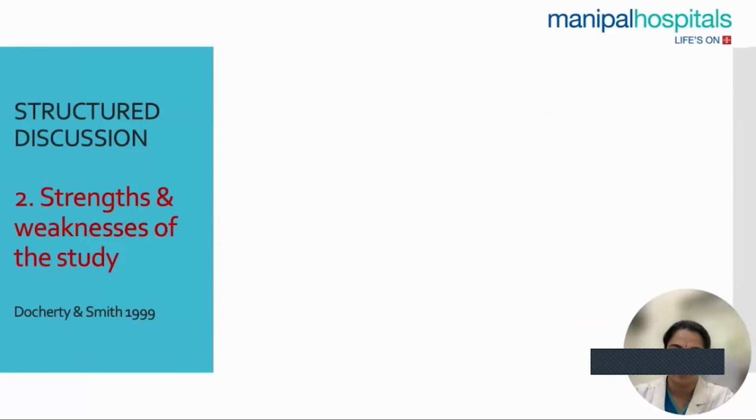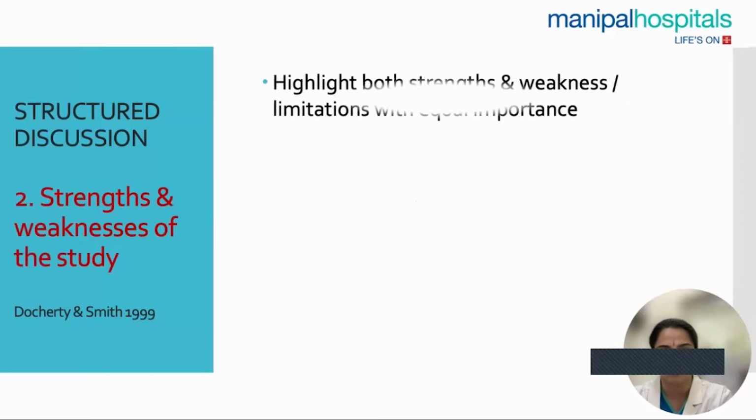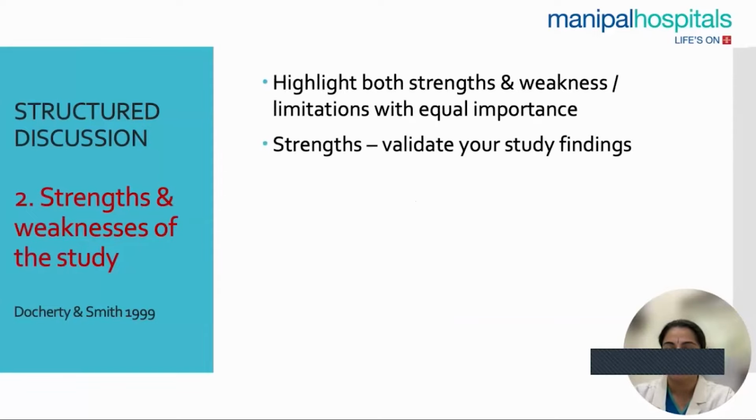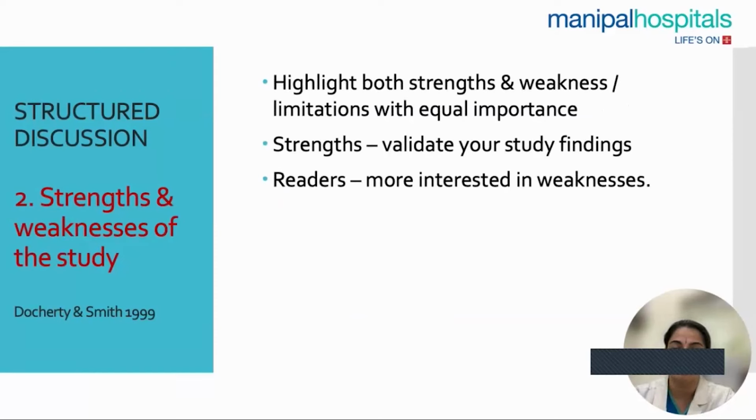The second would be to delineate the strengths and weaknesses of your study. So it's important to do both. You should give equal importance to highlight both your strengths and the limitations of the study. Okay, so why do we need to know the strength? Because it validates your study findings. But often readers are interested in weaknesses because they can probably do another study looking at your weakness.